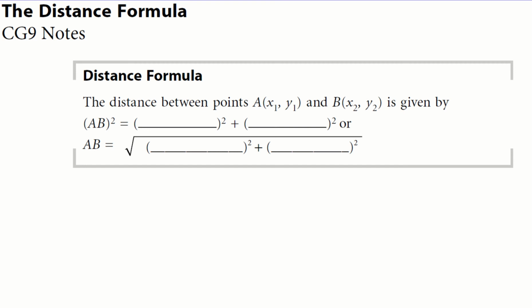Okay, so here we go. This is the distance formula CG9. This is to find the distance between two points, point A and point B. This formula can also be found on your formula sheet on the back.